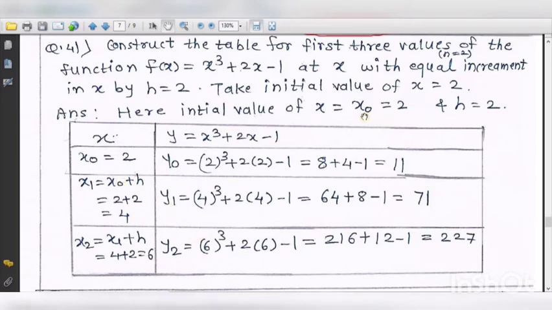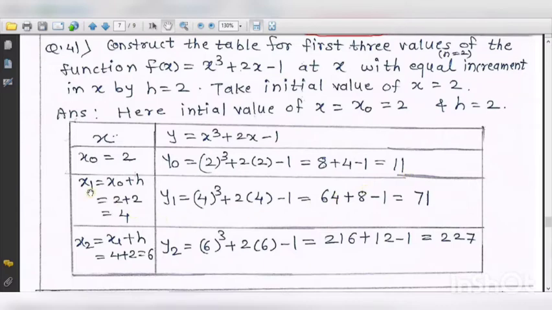Now the initial value of x is 2, that is x0 equal to 2. So the first value is x0 equal to 2. Now at x0 equal to 2, the corresponding value is y0. How to obtain it? You have been given this formula, x cube plus 2x minus 1. So substitute x equals 2 in this formula and we will get the value of y0. It is 2 cube plus 2 into 2 minus 1, which is equal to 11. This is the value of y0.